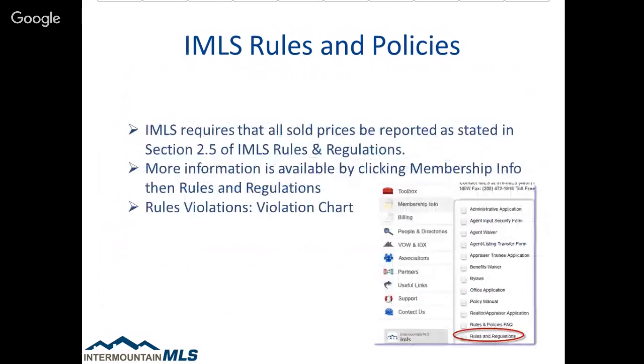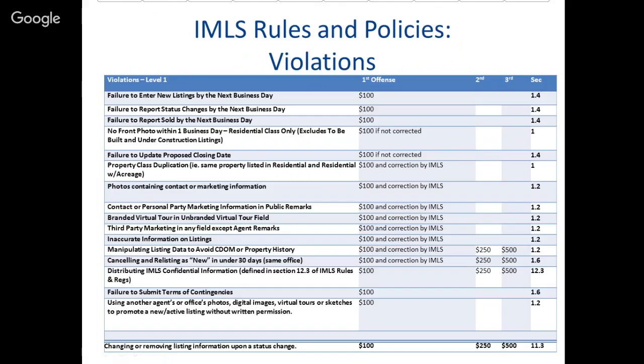Section 2.5 of the rules talks about sold price being disclosed. You have to disclose that information. And on the front page of Paragon, if you go to membership info, you can go down to rules and regulations and see the rules. The violation chart is also there.